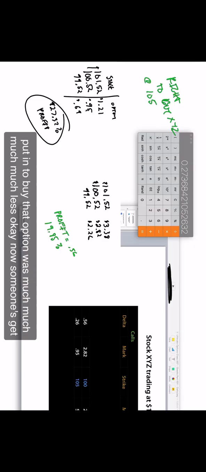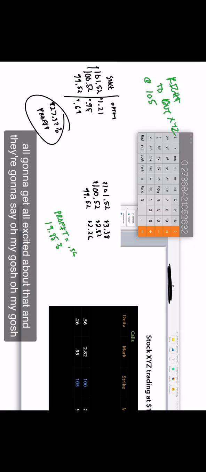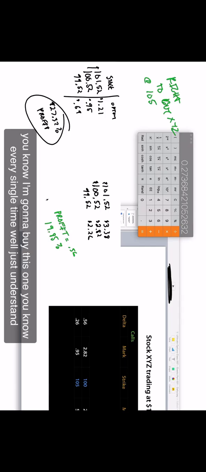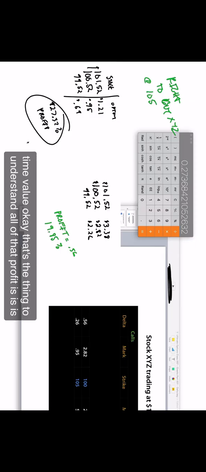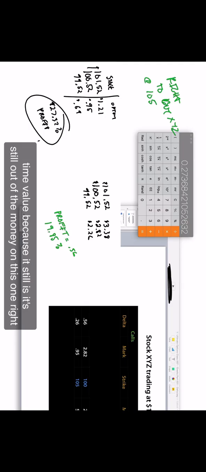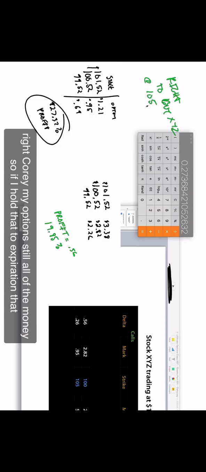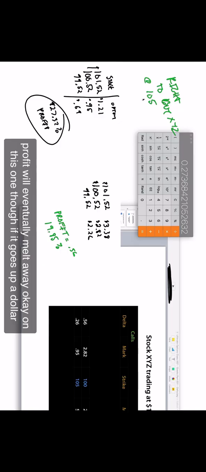Now someone's going to get all excited about that, and they're going to say, oh my gosh, I'm going to buy this one every single time. Well, just understand that this is still all over on this one. All of this profit is still time value. Okay, that's the thing to understand. All of that profit is time value, because it's still out of the money on this one. Right, Corey? My option is still out of the money. So if I hold that to expiration, that profit will eventually melt away.